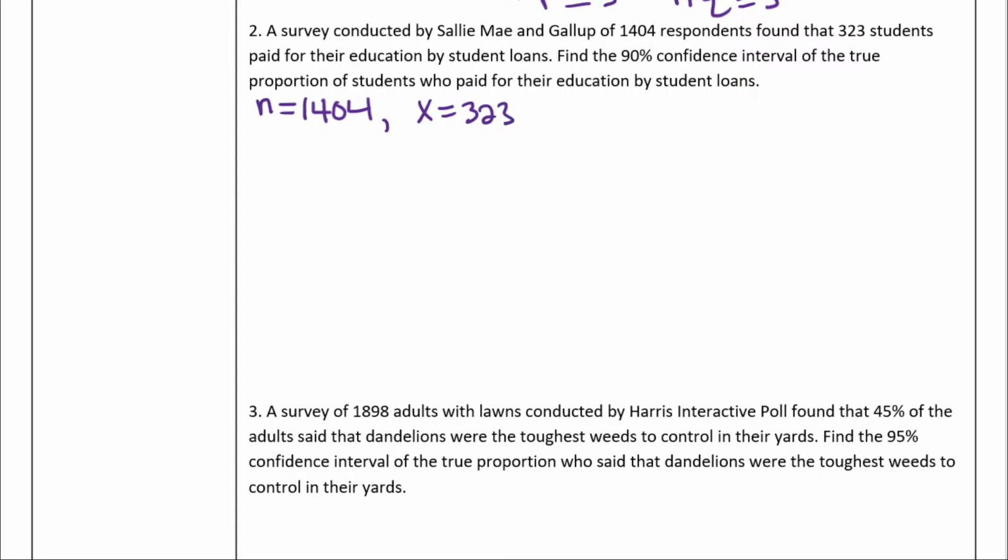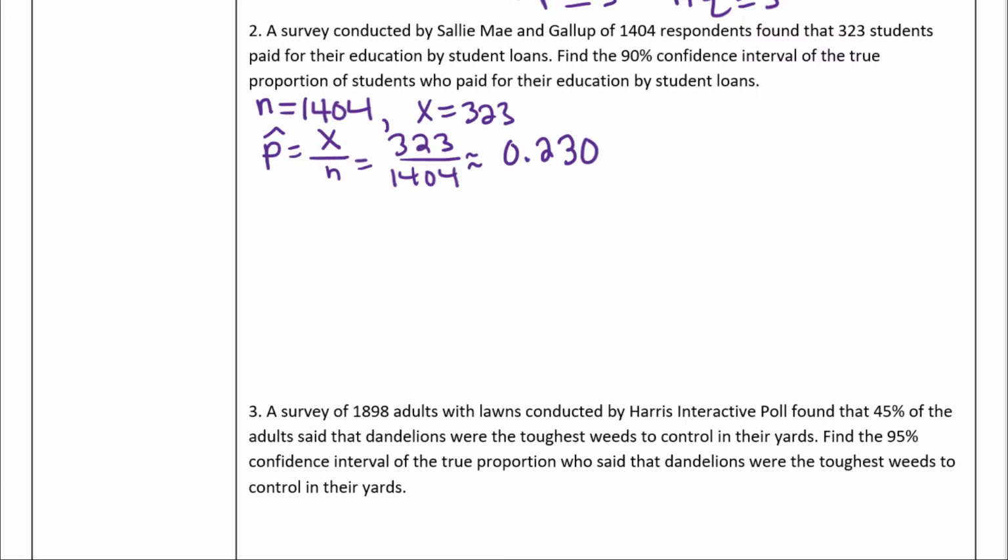That's how many students paid for their education, so we can calculate the p hat from this, right? The p hat is the x over the n. So that's 323 that paid for their education with a loan over that many in total. And we'll get that as a decimal. So you have 0.230. All right, so that's our p hat.